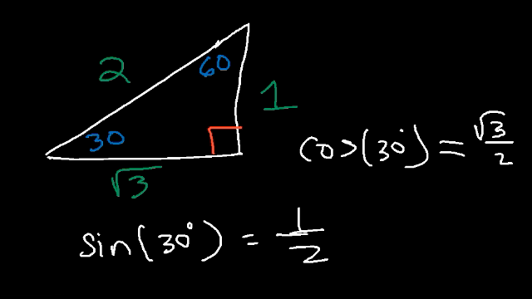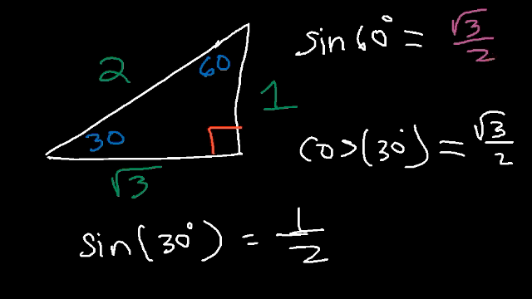Now what about sine 60? What is the value of sine 60? So sine is opposite over hypotenuse. Opposite to the 60 is root 3, and the hypotenuse is still 2. So sine 60 is root 3 over 2.